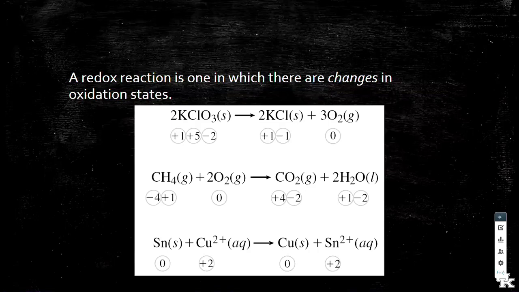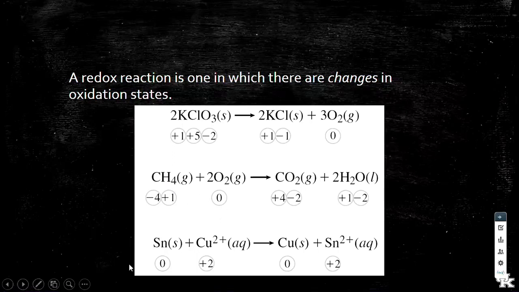So oxidation is loss, reduction is gain. So oxygen gained electrons, it's the oxidizing agent. Carbon lost electrons, so methane would be the reducing agent. So oxygen, the oxidizing agent; methane, the reducing agent. Make sure you can pick out the oxidizing agent and reducing agent.